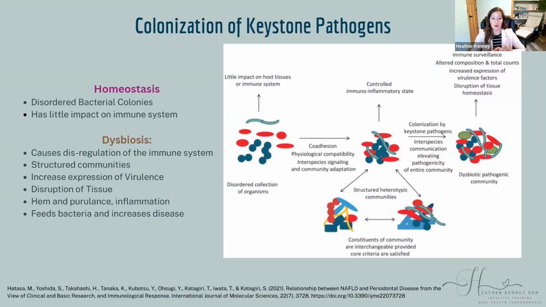Some of these bacteria will feed on heme or purulence and inflammation. So as they come in and cause that inflammatory response, their food becomes that inflammation. So we want to make sure that we reduce the inflammation. Sometimes that's by reducing the host component for our patients, for making sure that we're subsiding disease.